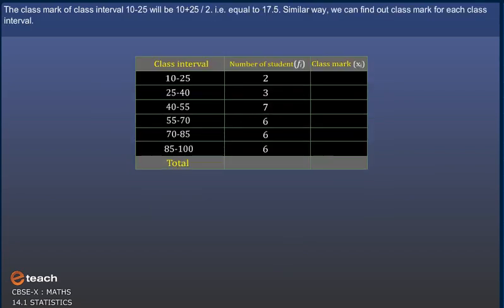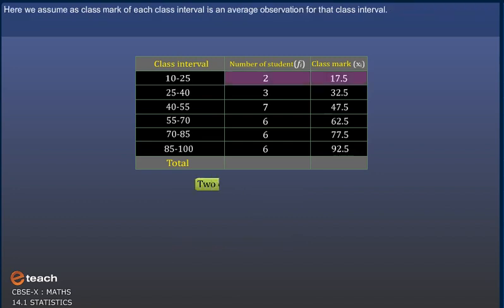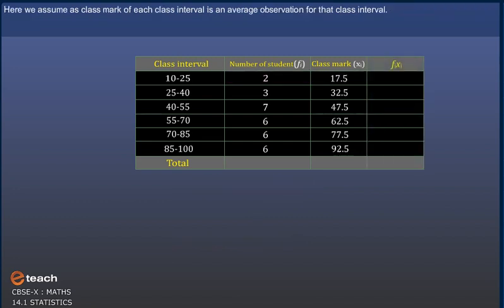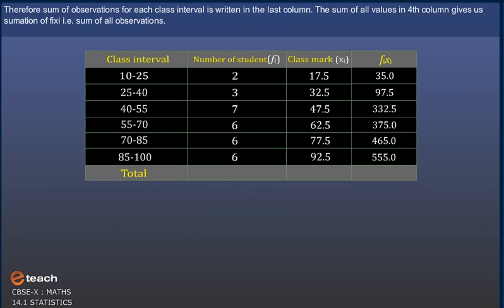The class mark of class interval 10 to 25 will be 10 plus 25 by 2, that is equal to 17.5. In a similar way, we can find the class mark for each class interval. Here we assumed the class mark of each class interval is an average observation for that class interval. Therefore, the sum of observations for each class interval is written in the last column.